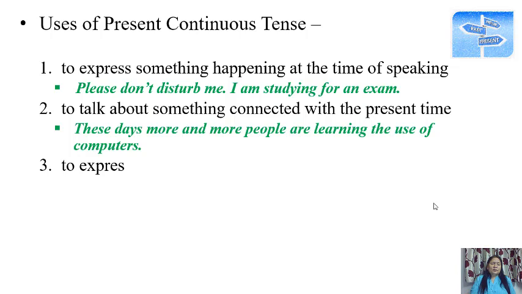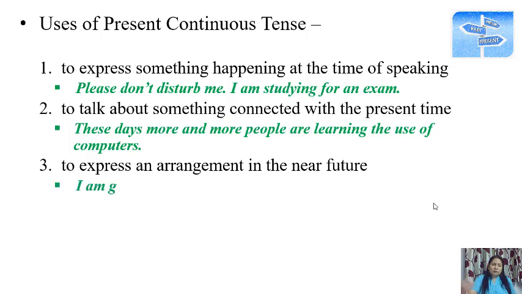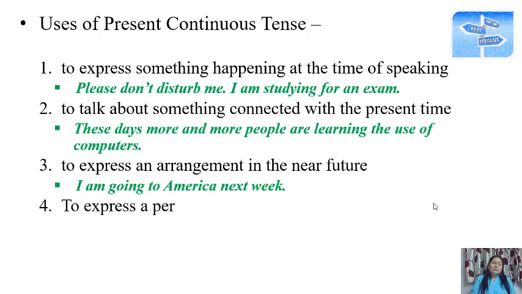Then comes to express an arrangement in the near future. Something which I have planned, not today, not right now, but for the coming future, probably next week. I am going to America next week. So I am going to America. I am going. Again, present continuous, but it is planning for the future. And this also means I will go to America next week. Actually, present continuous is used for expressing something which I have planned for the future.